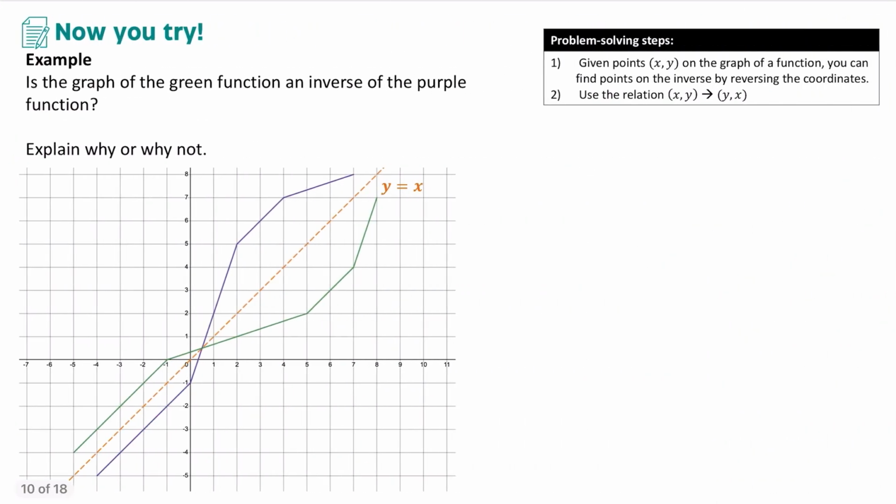So now you can try this example on your own. Is the graph of the green function an inverse of the graph of the purple function? Please explain why or why not. So you can go ahead and pause the video and think about this question.